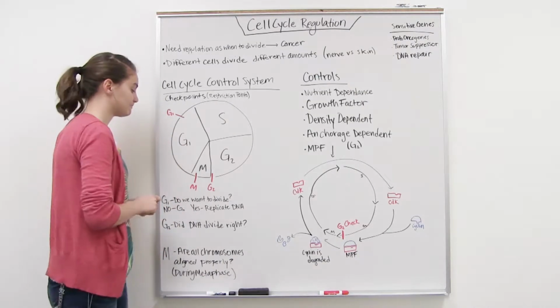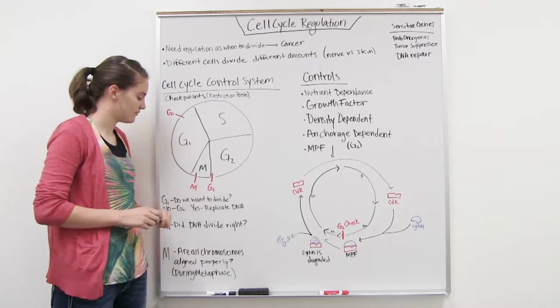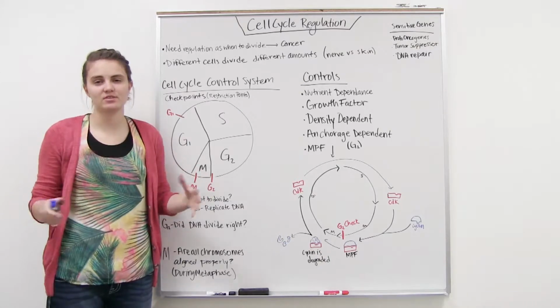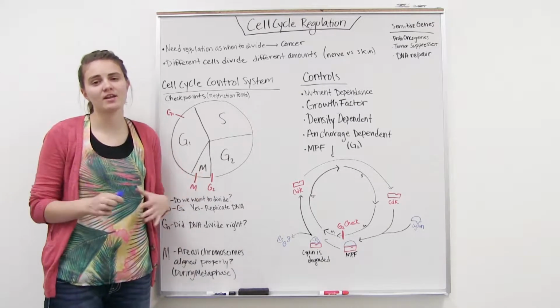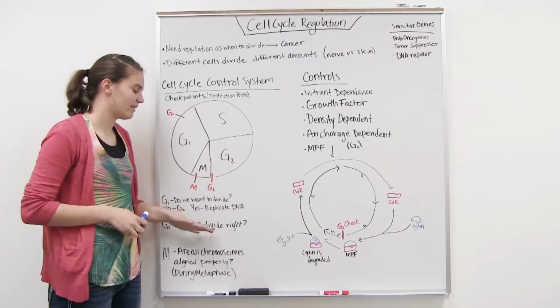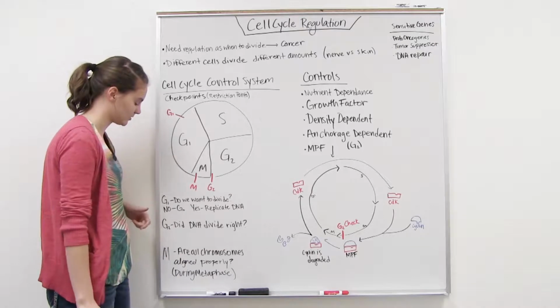They're not dividing anymore. The G2 checkpoint says, did we replicate the DNA correctly? So it's saying, before we actually divide this nucleus, let's make sure we got everything right so we don't have any mutations or errors. And so that allows the new daughter cell to be identically similar to the parent cell.